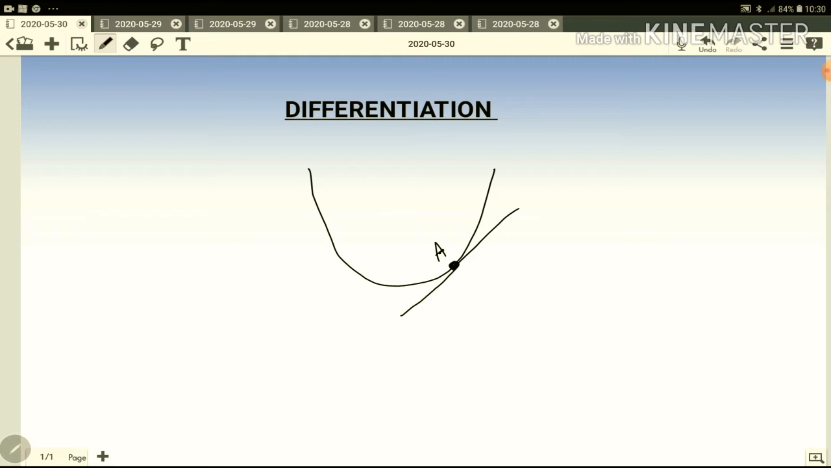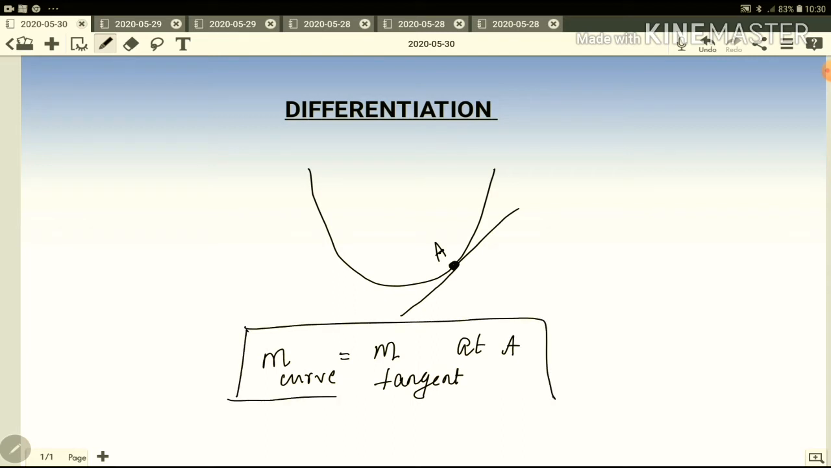Okay, so we got a very important relation. That is very important. That is a gradient of a curve is same as gradient of tangent at a specific point. Here, what is that point? A. At A. This is very important. Gradient of a curve is same as gradient of tangent. And we can find this gradient of a curve using differentiation.